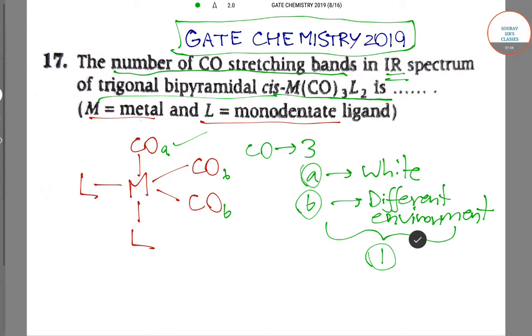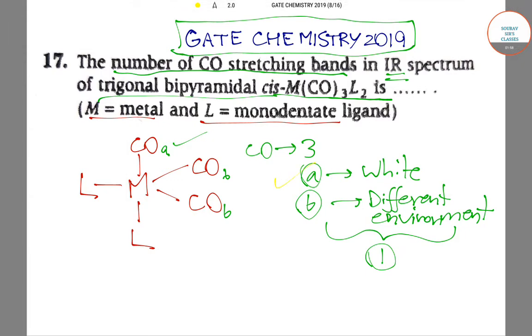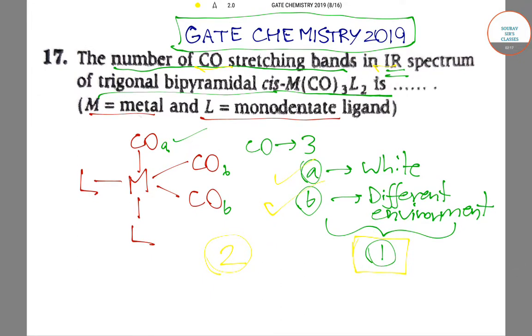So over here A is producing one signal and B in a different environment is producing essentially one signal. So the total number of signals which we get is 2. So the number of CO stretching bands in the IR spectrum is 2.